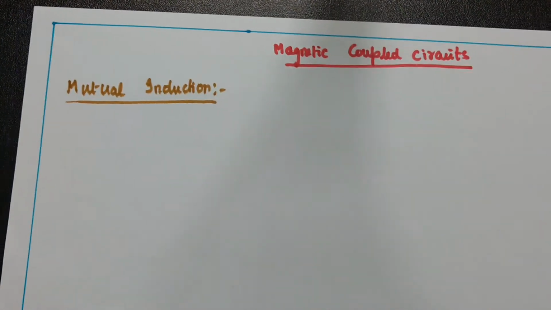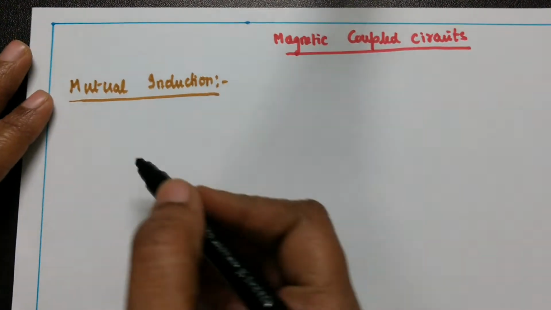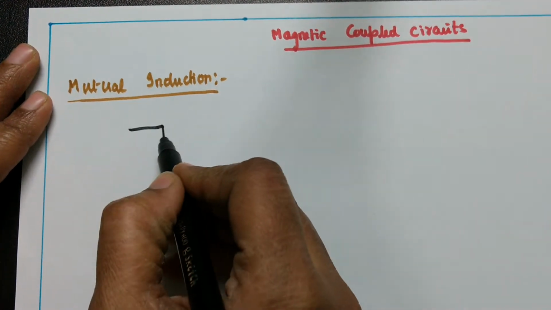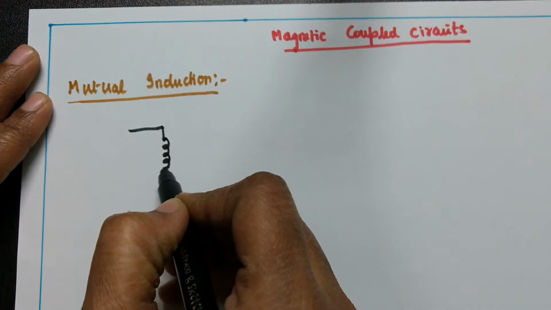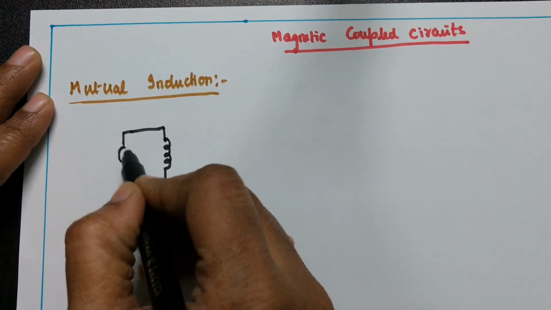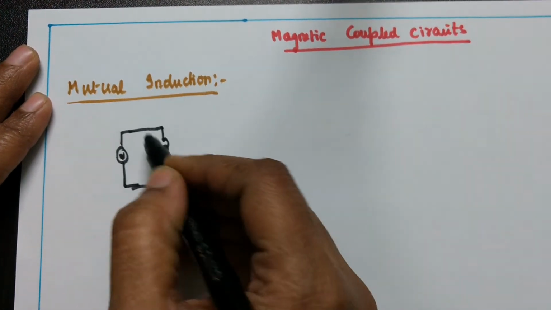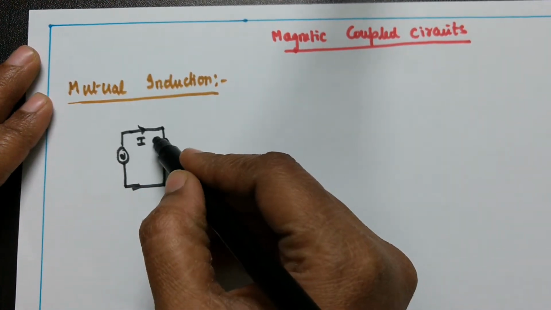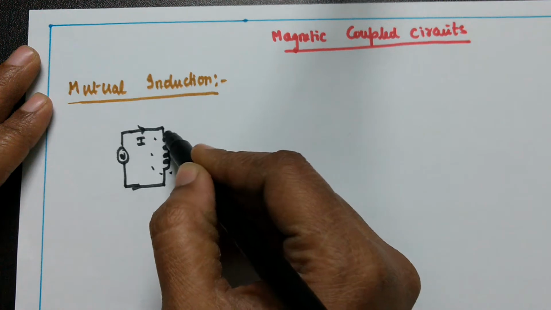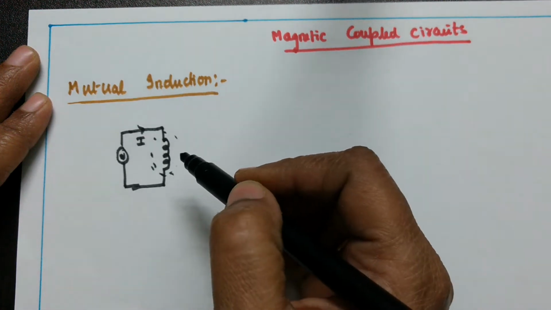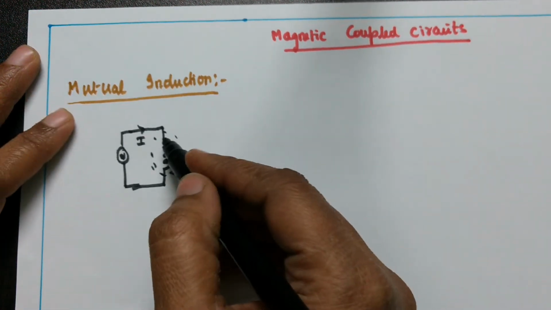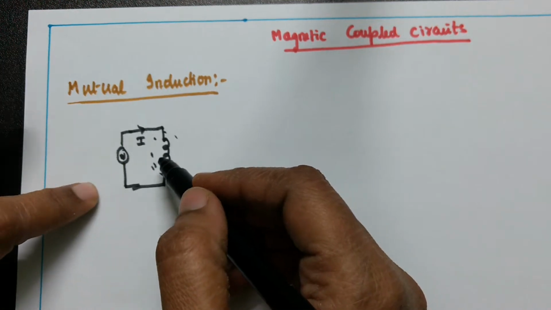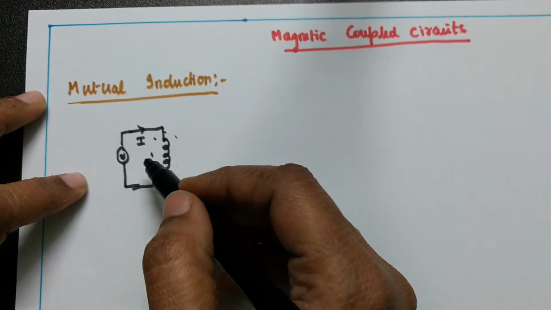So here, consider one coil excited by a voltage source. Due to the current passing through the coil, a magnetic flux will be set up around the coil. This is known as self-inductance, self-induction. An EMF will be induced in this coil.